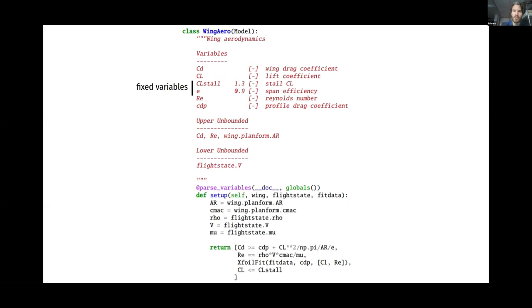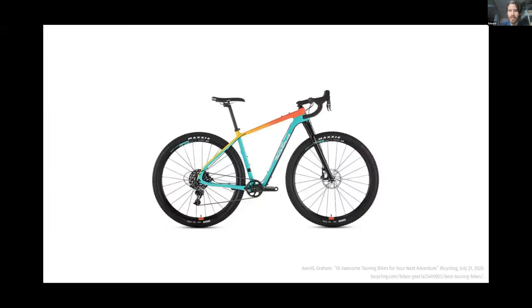Notice that some of these variables have values associated with them, like CL stall is 1.3, which serve as a kind of input to the code. This variable is fixed to this value. Most variables, however, are not fixed, and their value is unknown until the code is run. We'll be returning to this code in more depth later, but let's consider a simpler design space first, a bicycle.